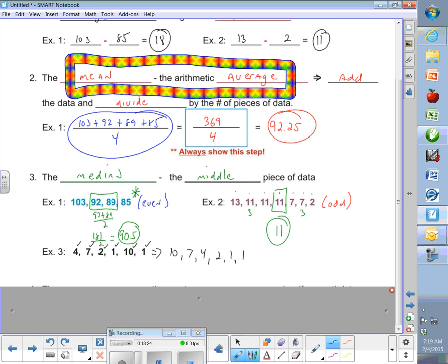You want to find the mean? Or, I'm sorry, the median? Go ahead and find the median of that data. Pause the video if you want to find it on your own.